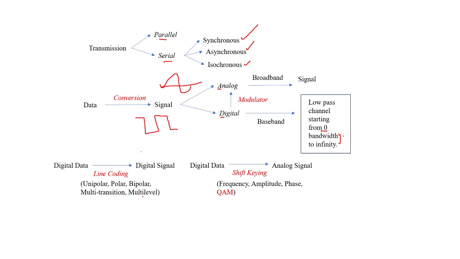Then we have digital data to analog signal conversion, which is done using shift keying, that is frequency shift keying, amplitude shift keying, phase shift keying, and quadrature amplitude modulation. Next, we have the conversion from analog data to digital signal. That is done using delta modulation and pulse code modulation.